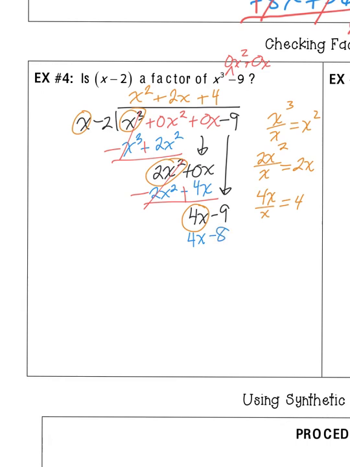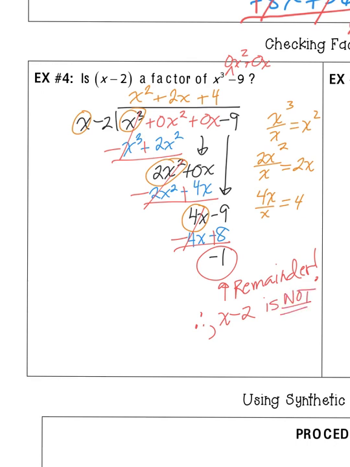Draw your line and change all your signs. The first two cancel, add down. Negative 9 and positive 8 is a negative 1. We have a remainder. What does that tell you? Since we have a remainder, therefore, x minus 2 is not a factor. And you can stop. That's your answer.